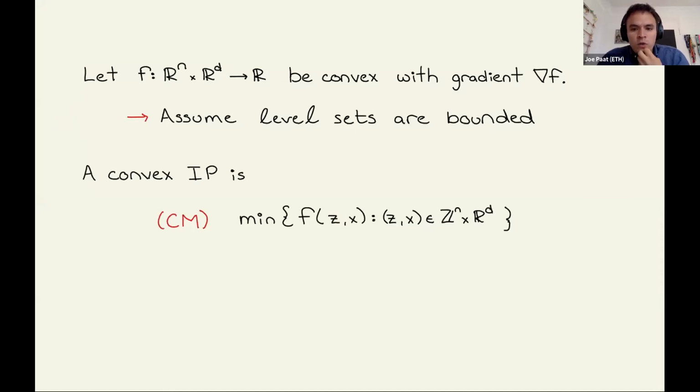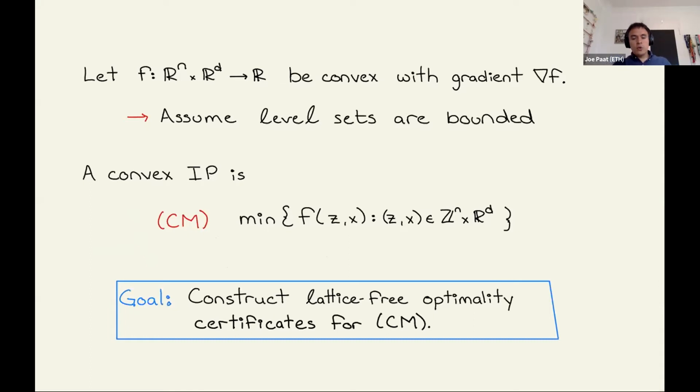What we're considering is the simplest convex IP, which has no additional constraints: just minimize f over this mixed integer lattice. This problem has been studied for a long time. It generalizes, say, the closest vector problem. So even if you want to go in that direction and think about algorithms for solving that, this model would capture it. So our goal is to construct optimality certificates for this problem.